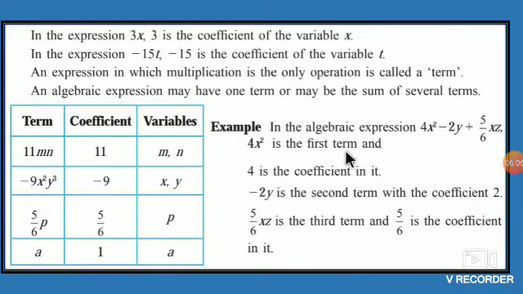In the algebraic expression 4x square minus 2y plus 5 upon 6xz, 4x square is the first term. This 4x square is one term and the first term. 2y is the second term and 5 upon 6xz is the third term. Here 4 is the coefficient and x is the variable. 2 is the coefficient and y is the variable. 5 upon 6 is the coefficient and x and z are the variables. Understood it?